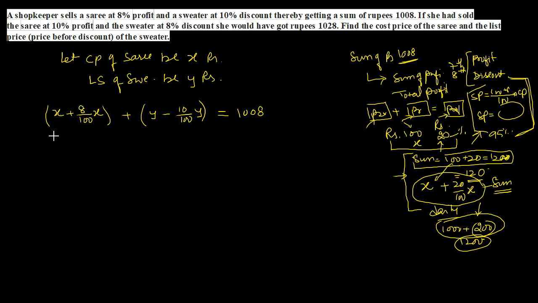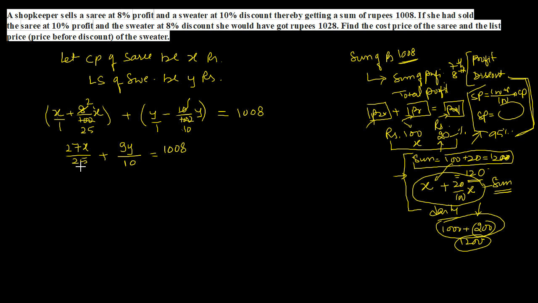right? Okay, now I'll simplify this. 4 2s are 8, 4 25s are 100, 10 1s are 10. Taking LCM, 25x plus 2x, that will be 27x with 25 as my LCM, plus 10y minus 1y, which is 9y, with 10 as LCM, equals 1008.